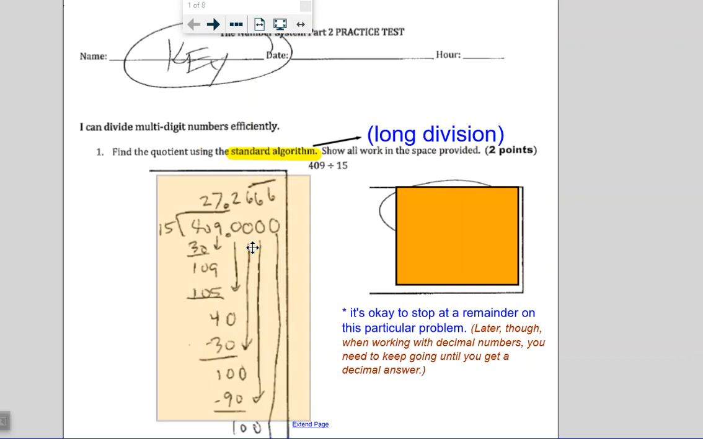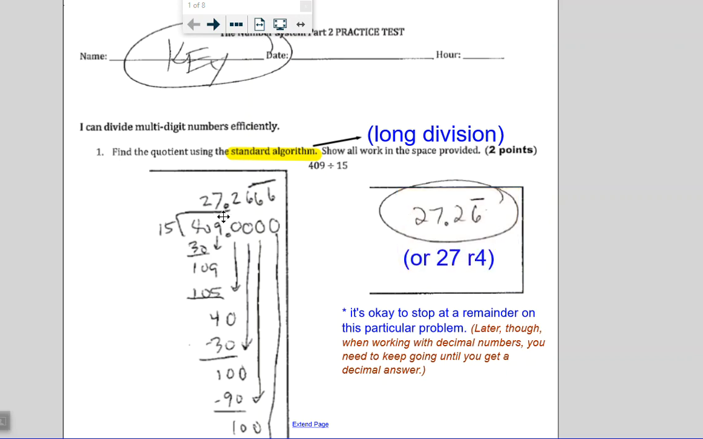So on this one right here, I actually solved it though, and I did the decimal answer of it. I mean, if you do 409 divided by 15, if you stop at the remainder, you'd really get 27 remainder 4. You would have stopped right about here, okay? Now, if you put a decimal point and kept going, something interesting happens. You keep going and adding zeros and bringing them down, and you keep getting a repeating number up here, and that's what that 6 is.